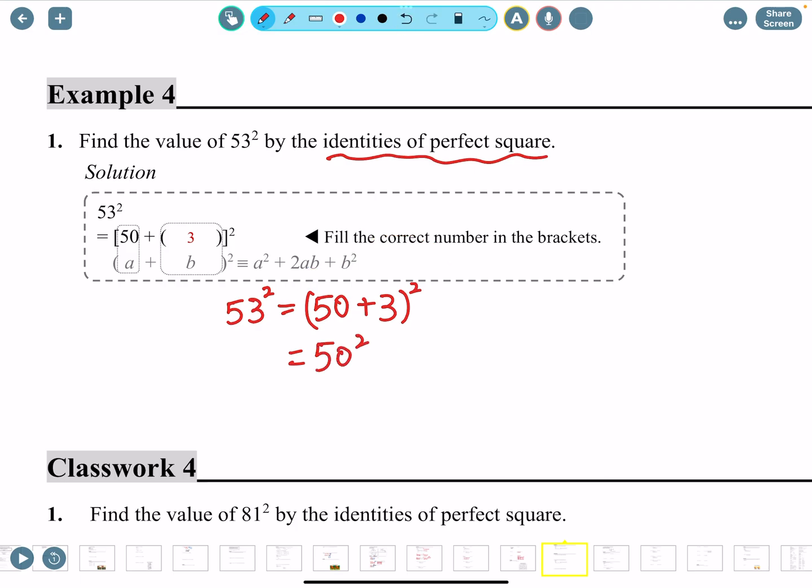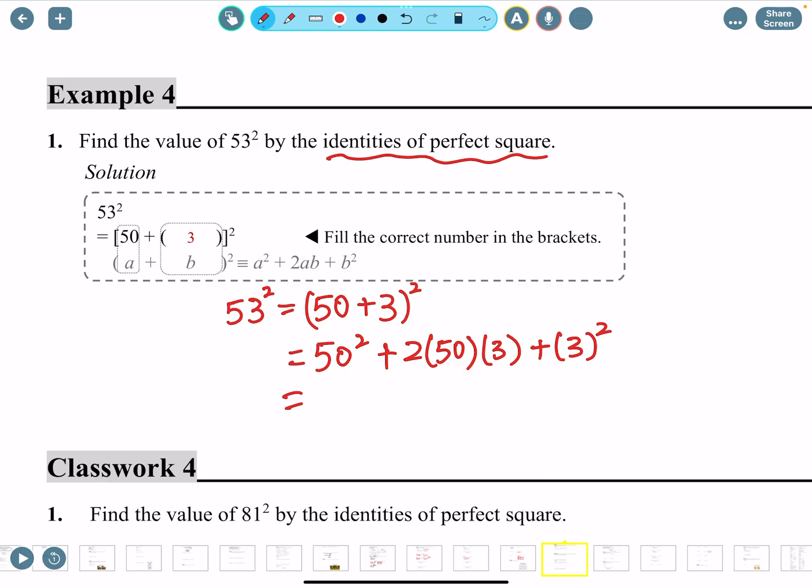50 squared. So you must be like, we have a calculator. Why are they wasting our time, right? There's actually an easier way, I think, to calculate these numbers, like 53 squared and stuff like that. Maybe not. I'm not sure.